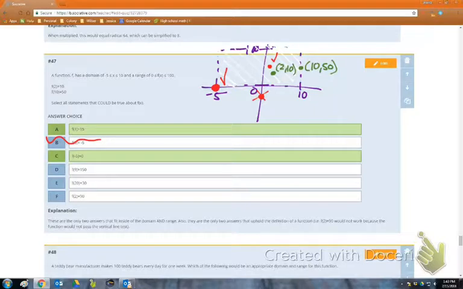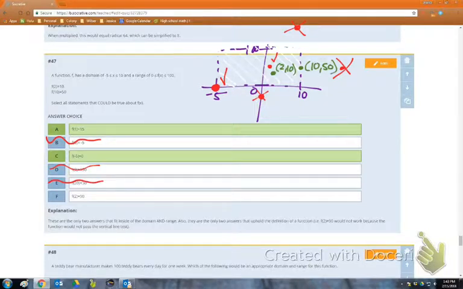The next one, f of 9 equals 150, would be somewhere way up here. Notice that it's too tall for the range, so we have to cross that one off. It's way outside of my range. The next one, f of 20 equals 30, is actually outside of my domain. That would be somewhere over here. F of 20 equals 30, not in my shaded region, therefore it's outside my domain.